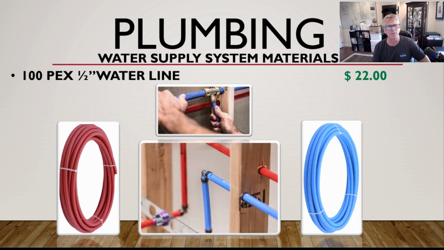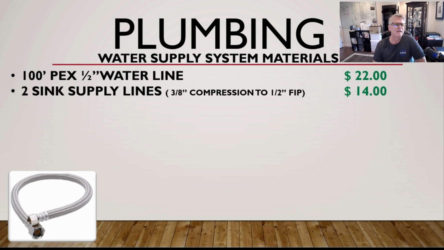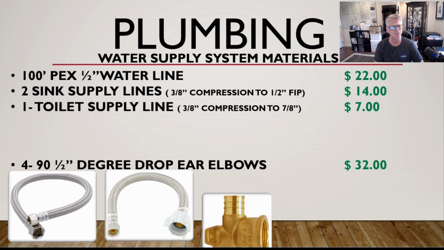All right, we're going to start with your water lines. Now I use the PEX water lines, 1/2-inch water lines. You can get the red and the blue, red for hot water and blue for cold water, so you don't get them mixed up when you're hooking them up. One roll of 100-foot of PEX is $22. Then you're going to need 2 sink supply lines, 3/8-inch compression, 1/2-inch FIP for $14. 1 toilet supply line, 3/8-inch compression to 7/8-inch at the toilet bowl, $7.